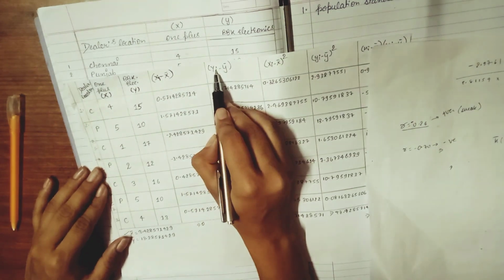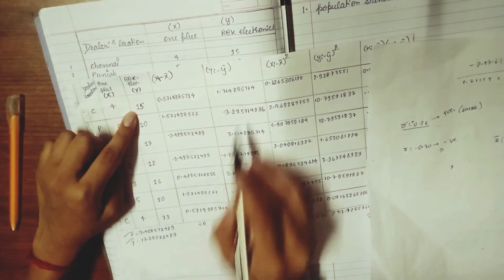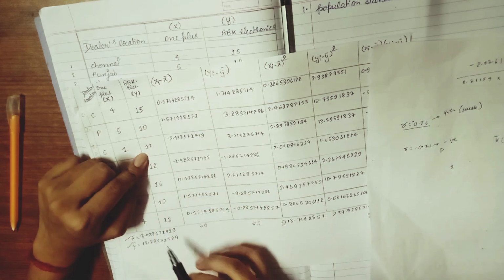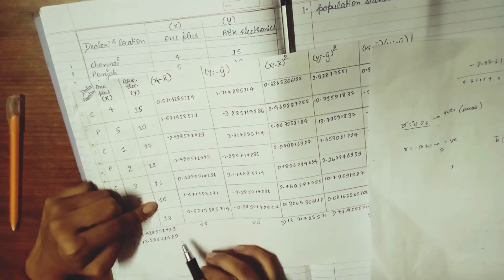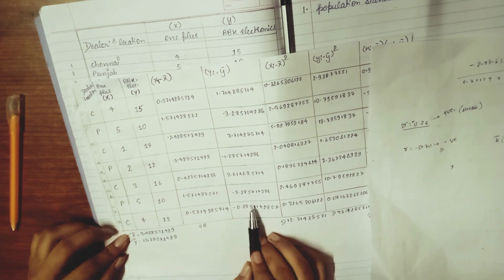Again we have y, we will find yi minus y bar. We have 15 minus y bar, 10 minus y bar, 17 minus y bar. Similarly, as you can see, we'll get 10 minus this, then 13 minus y bar, we will get the result.